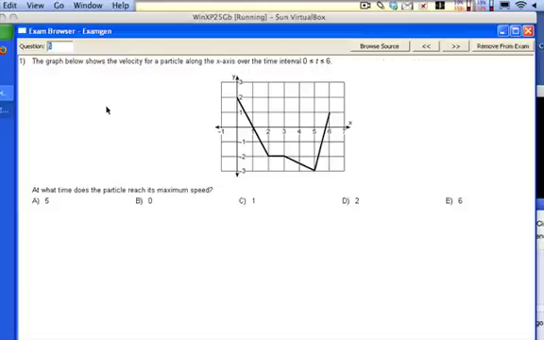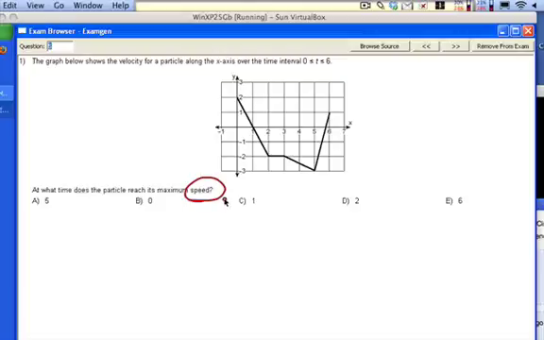Question 5 is easy. The graph below shows the velocity of a particle over the time interval from 0 to 6. At what time does the particle reach its maximum speed? The secret is right there. Its maximum speed is when the absolute value of velocity is the greatest.